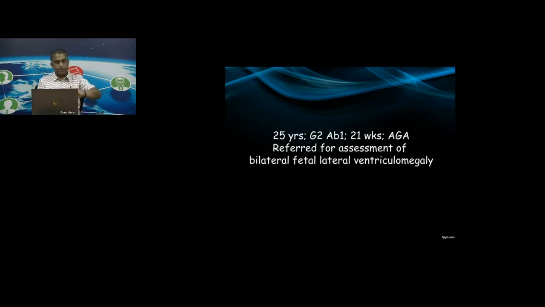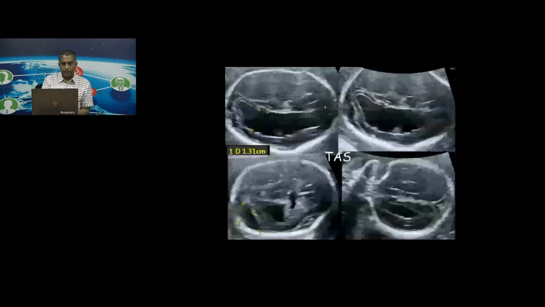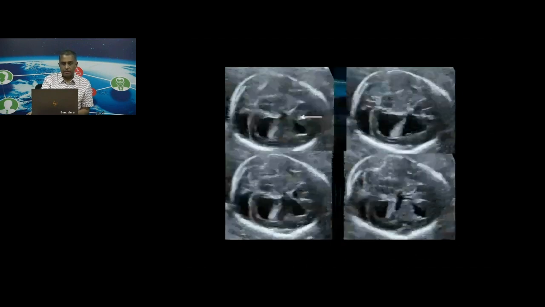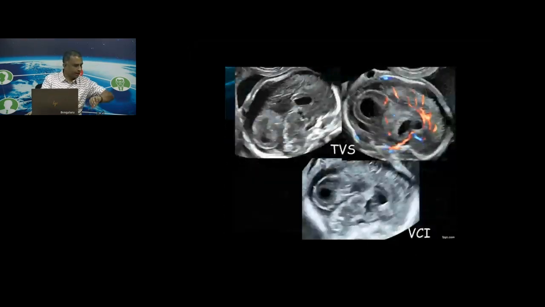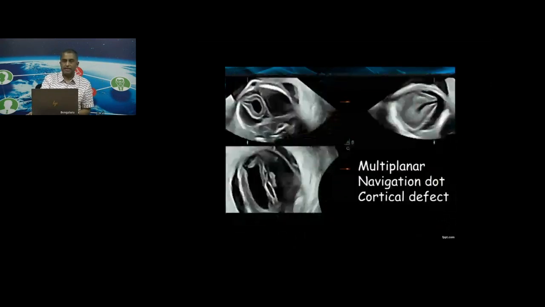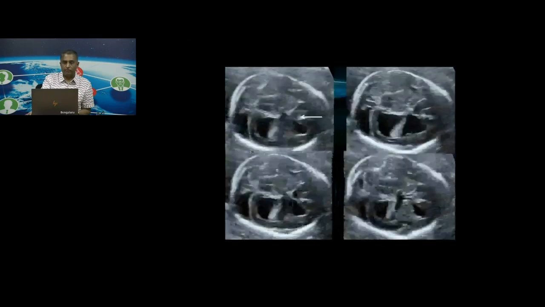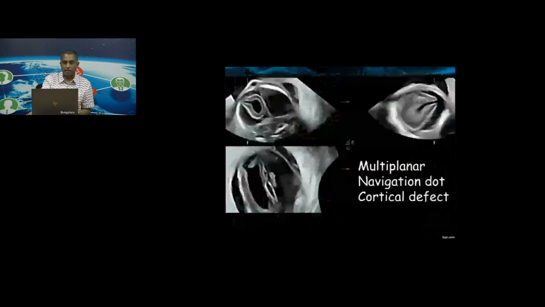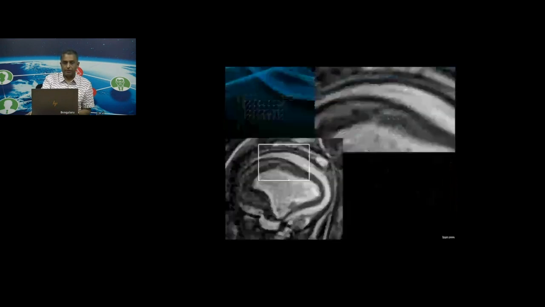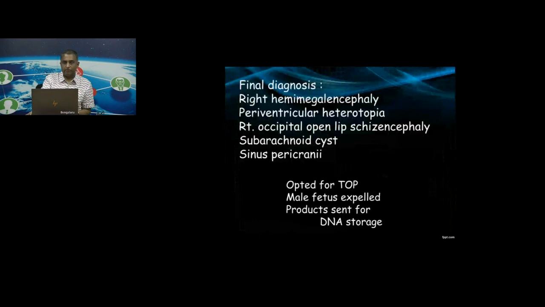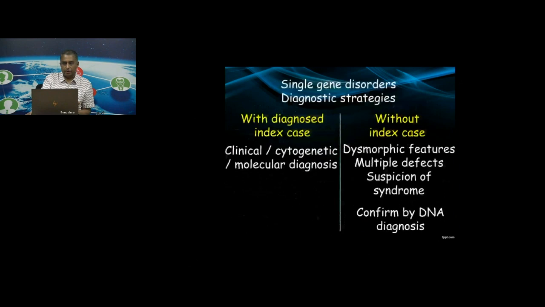So lastly, I'm going to take you through another case. I think I'll skip this case because it's heavily imaging oriented and I'm running out of time. I will just use the last two or three minutes for this slide, which tells you the power of imaging, the amount of information you can get with ultrasound today. I'm going to skip this for want of time. That was a case of right hemimegalencephaly, periventricular heterotopia, right occipital schizencephaly, subarachnoid cyst, and sinus pericranii. And that's the genetic basis. We don't have time for this.